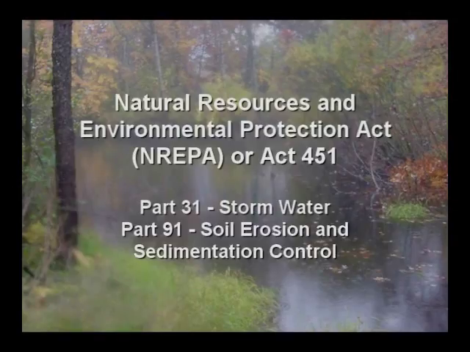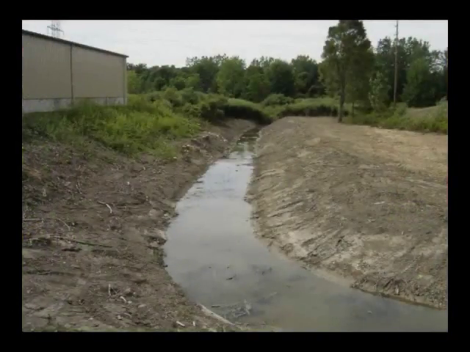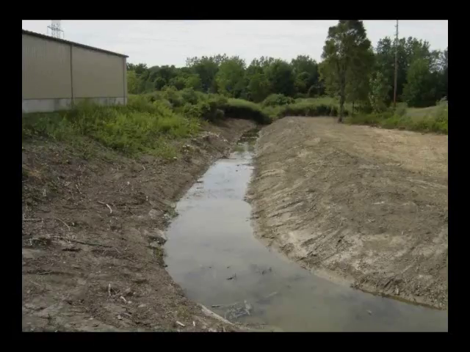The primary sections of Act 451 related to stormwater and soil erosion and sedimentation control are Part 31 and Part 91. We will now discuss the requirements of these parts. Part 91 and the rules associated with it regulate soil and off-site sedimentation from earth change activities.